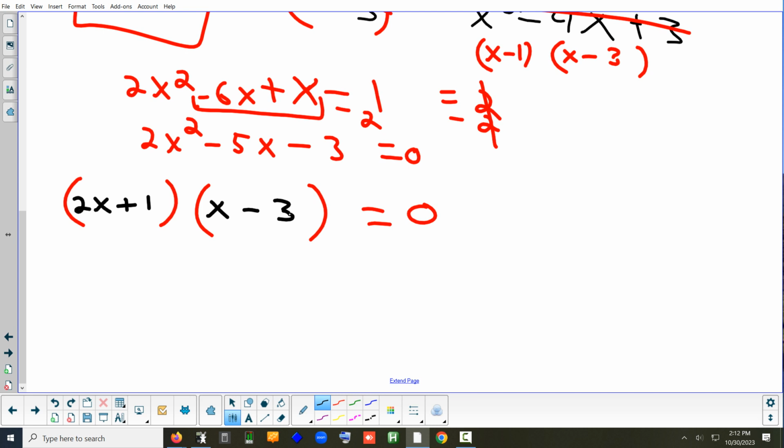Let's see. So it gives you 2x squared. 2x times negative 3 is negative 6. X times 1 is 1. And what's negative 6 plus 1? Negative 5x. Perfect. That's exactly what we wanted. Okay. Now, once we factored it, what do we do with each of these factors?